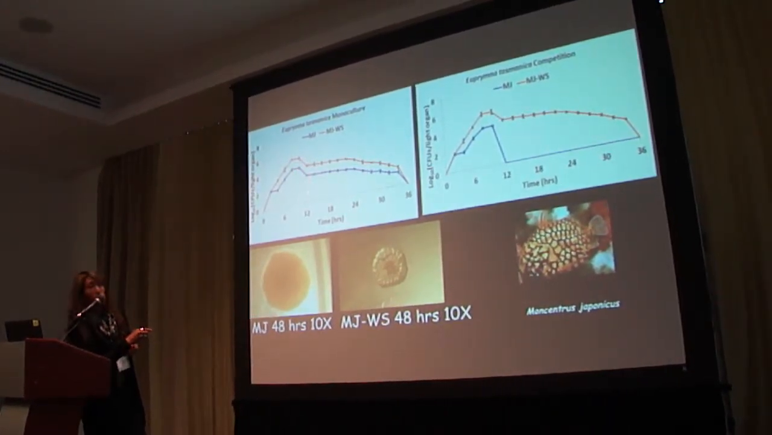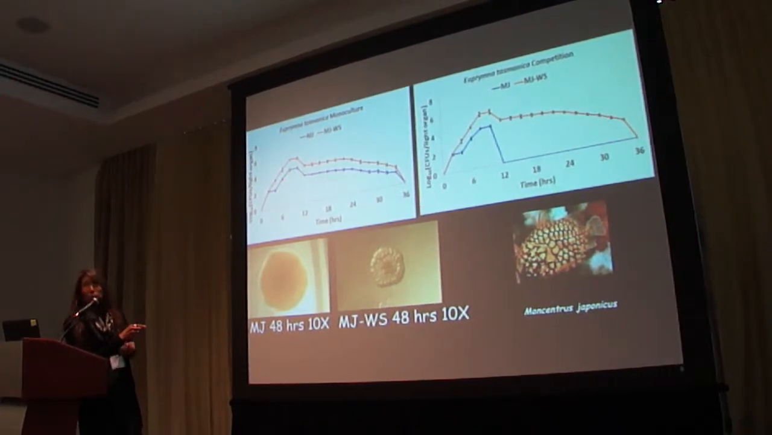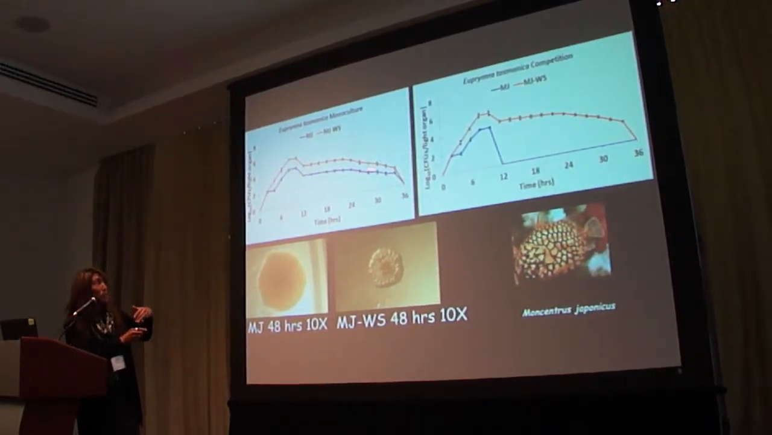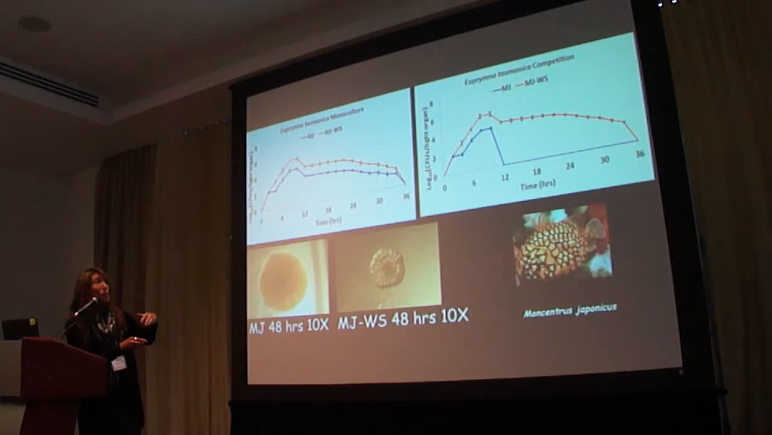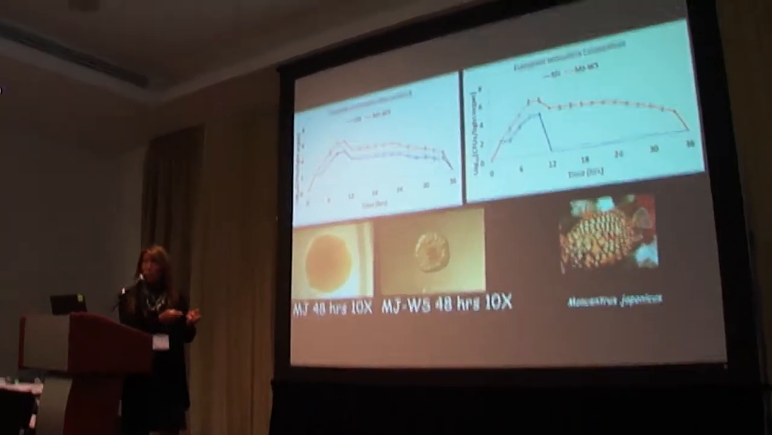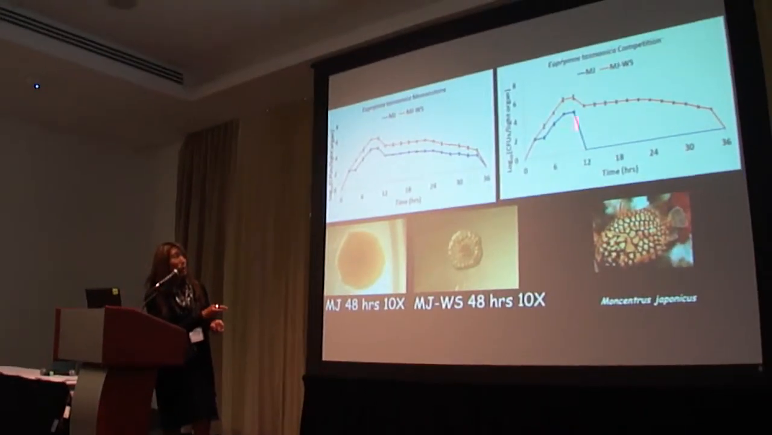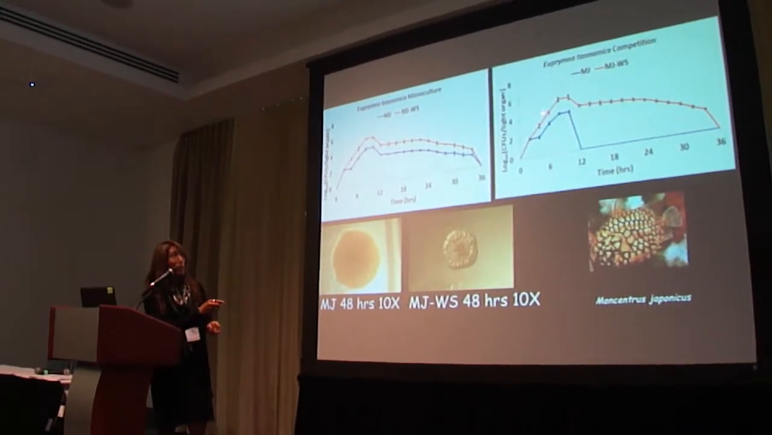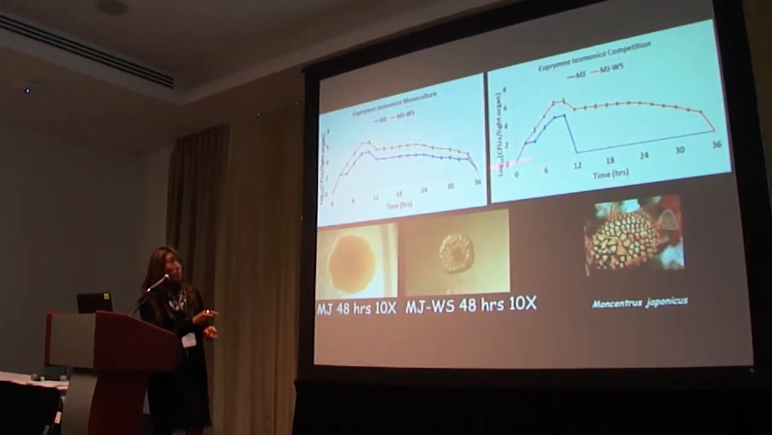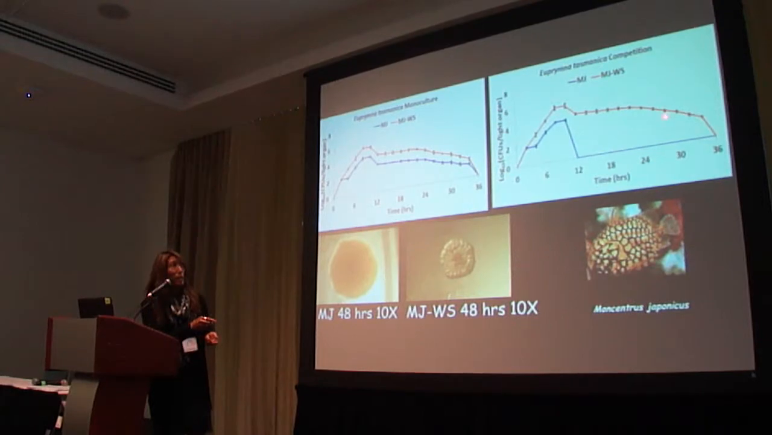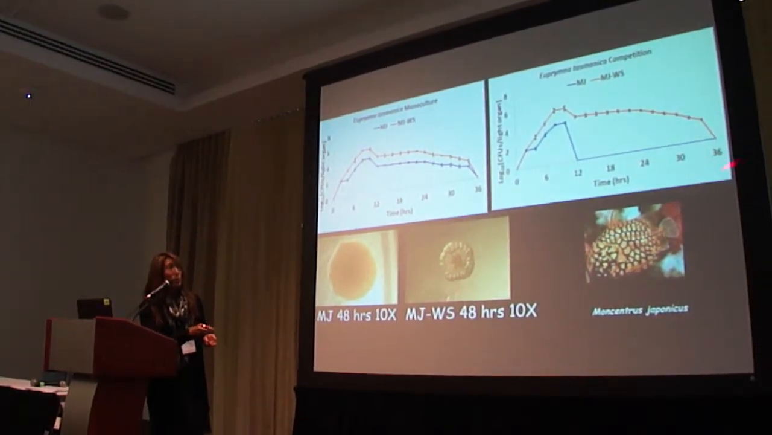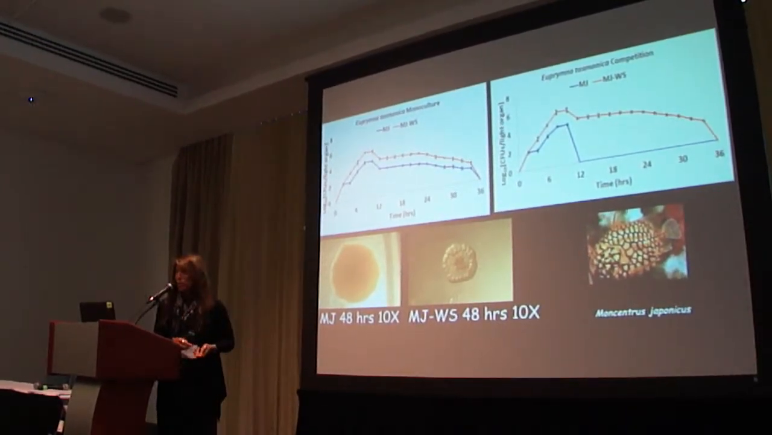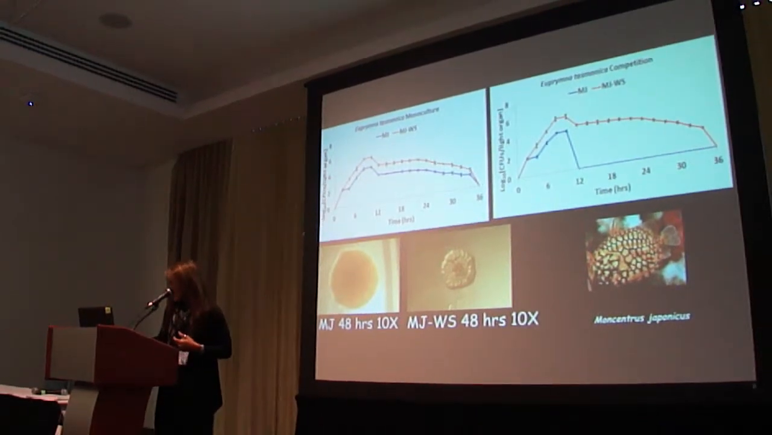And the wrinkly spreader can get in at a little better, higher levels, but it still can't persist as well. But when you do the competition, 50-50 presented to the squid at the same time, the smooth morph just gets knocked out, and the wrinkly spreader persists. But again, because they're not very good at staying in the light organ, they both knock down by 36 hours. But this one is a much better colonizer when presented at the same time.